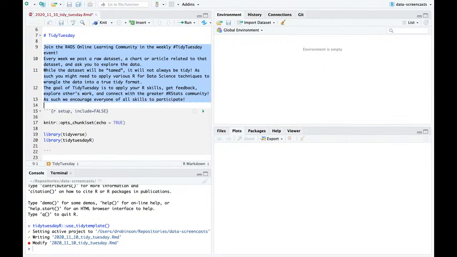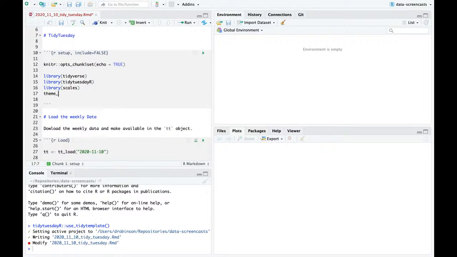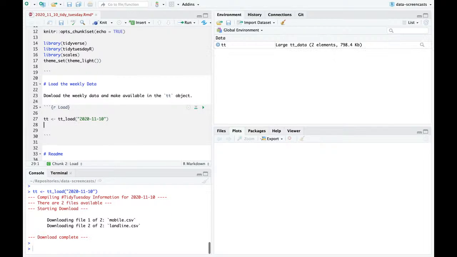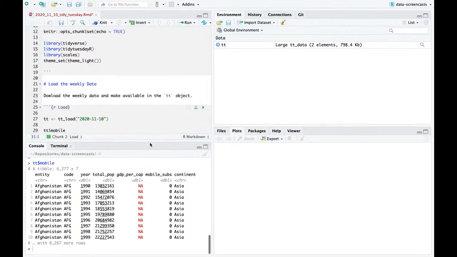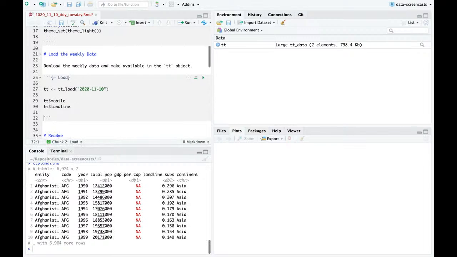What I tend to start with is library(scales) and theme_set(theme_light()). Some things I like to start with. Load in the data. Looks like there are two data sets, mobile and landline. Okay, we've got it by country. I love data that's by country, it means we might make a map today. We have tt_mobile and tt_landline.